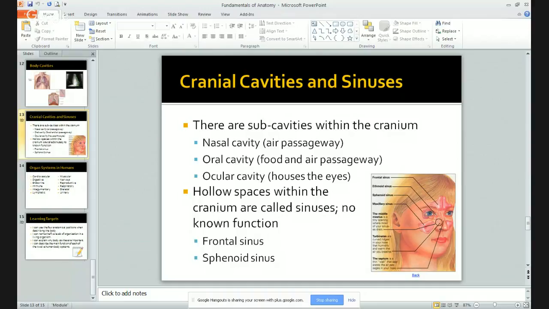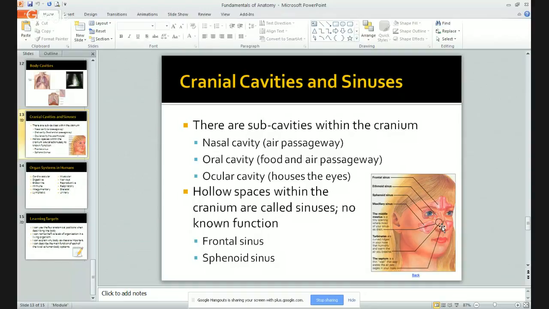The first being the nasal cavity. This is where air is going to get through, and you can kind of see it on the diagram here. It's basically where your nose is. So air gets through there. Your oral cavity is going to be for your food and air. Obviously, it'll be air when your nose is all stopped up or something like that, but you can get air through that way as well. But specifically, it's there for food.